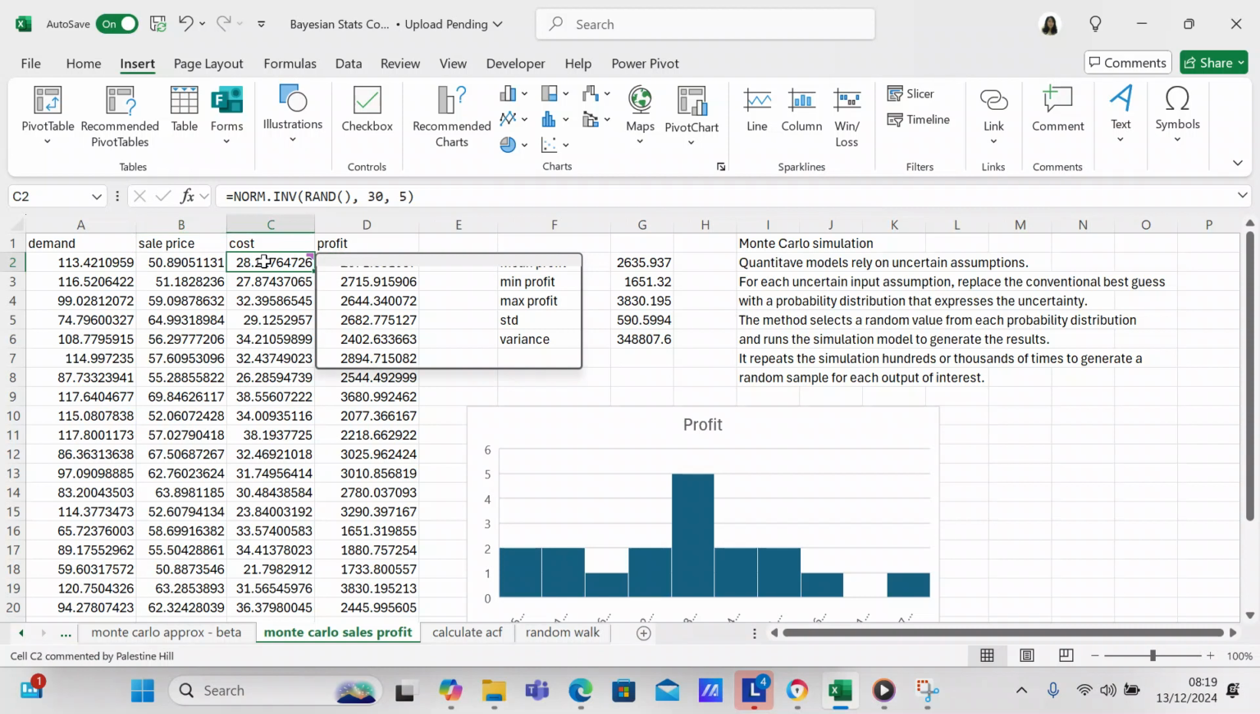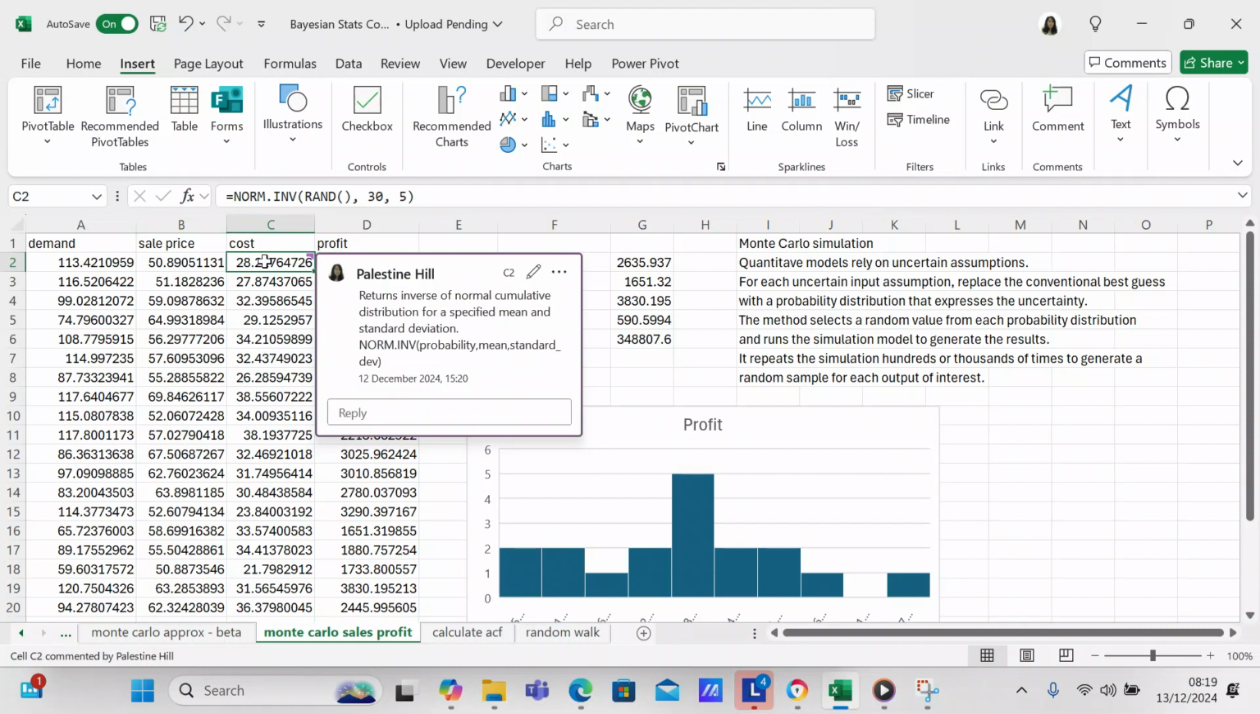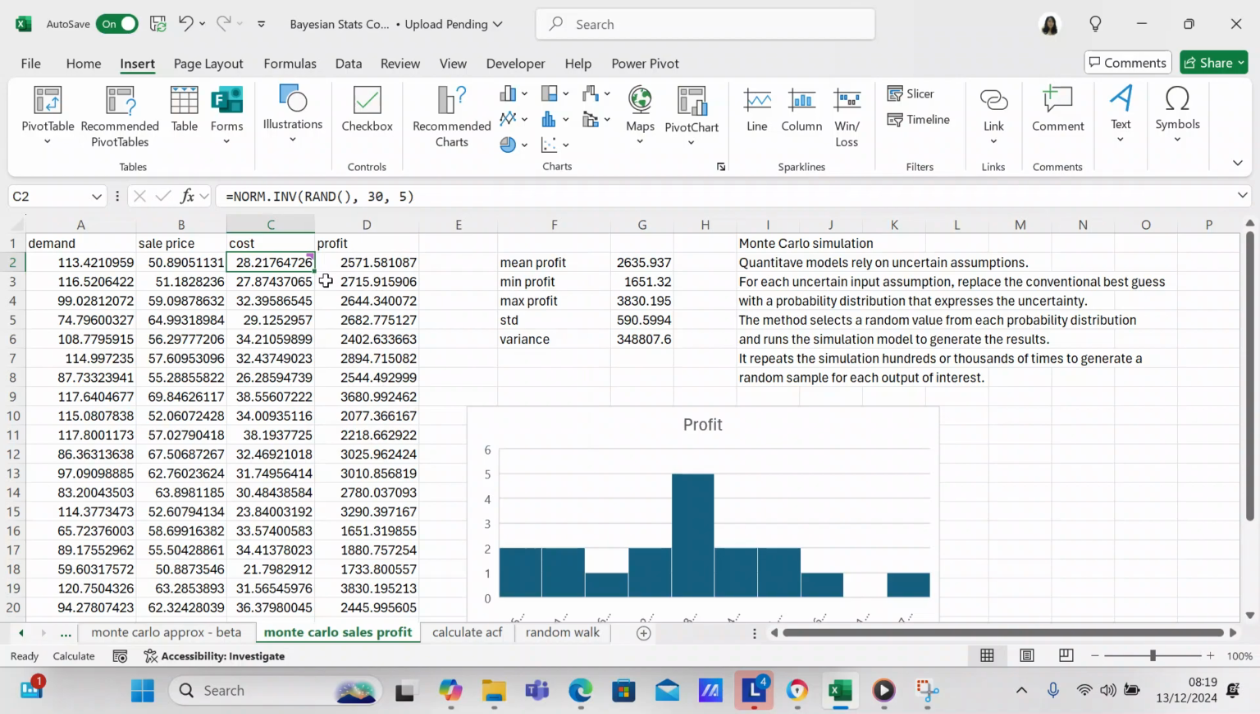Then we're going to do the cost, and the cost is a normal distribution. This returns the inverse of the normal cumulative distribution function for a specified mean and standard deviation, and it gives you the formula. This is going to be NORM.INV. It's going to be a random number, the mean is going to be 30, and the standard deviation is going to be 5. And you copy that all the way down to 20 rows as well.